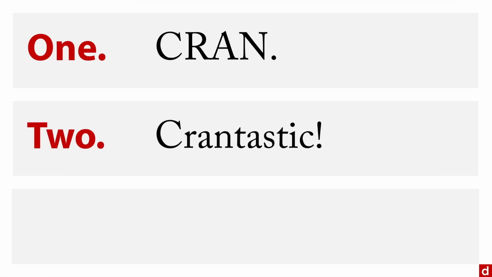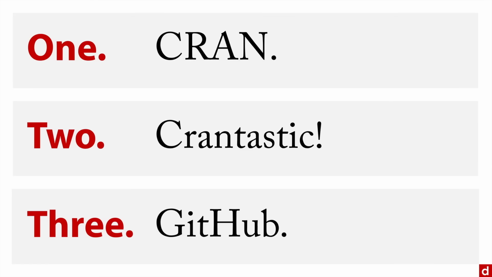2, you can go to a site called Crantastic, which really is just a way of listing these things. And when you click on the links, it redirects you back to CRAN. And then 3rd, you can also get R packages from GitHub, which is an entirely different process. If you're familiar with GitHub, it's not a big deal. Otherwise, you don't usually need to deal with it.